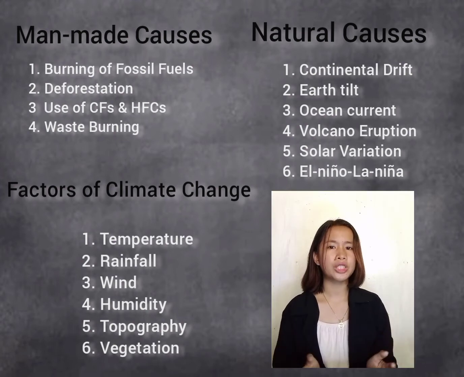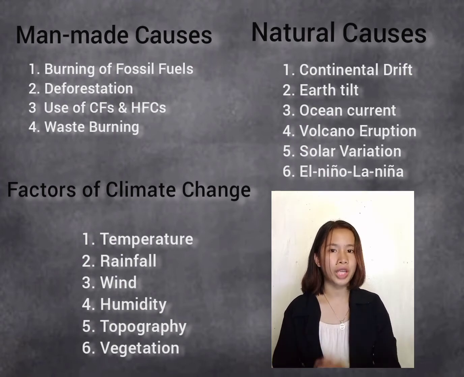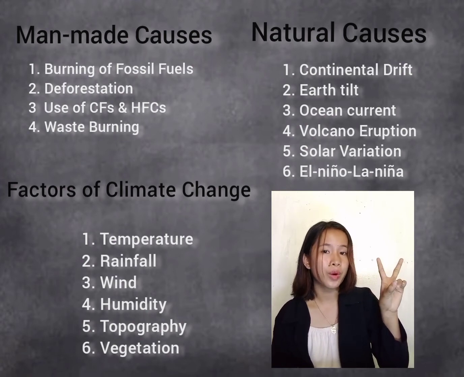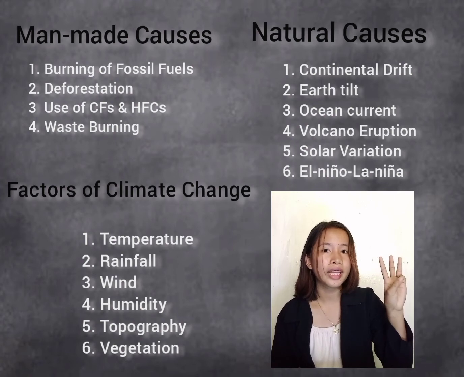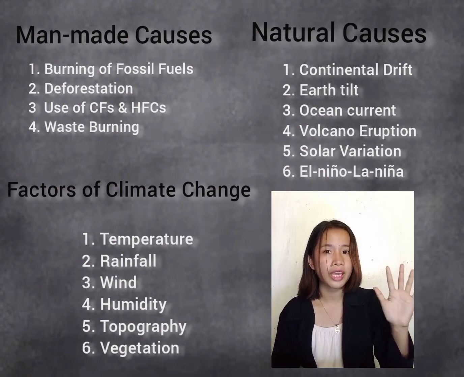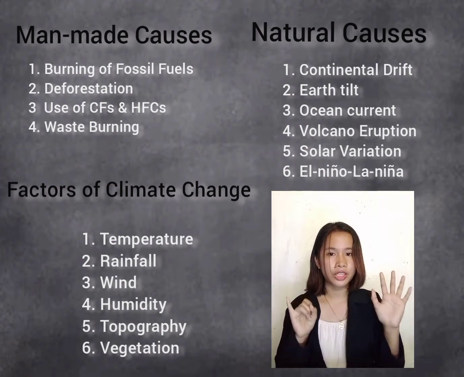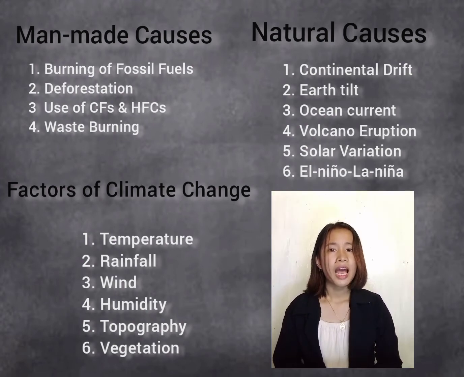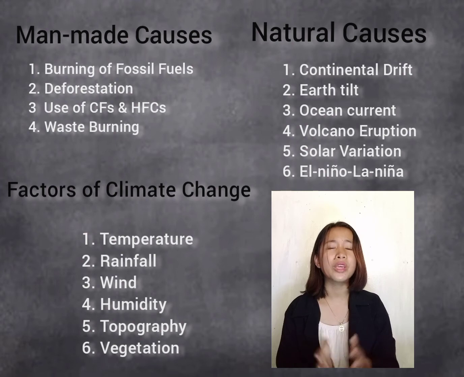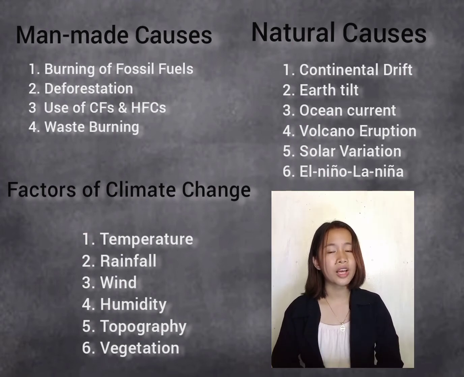Climate change gives impact to our living, and there are some factors of climate: one is the temperature, the second is the rainfall, the third is the wind, the fourth is the humidity, the fifth is the topography, and the sixth is the vegetation. There are a lot of things affected by climate change, but the evidence is irrefutable. Human activities such as burning fossil fuels and changing how we use the land are the leading causes of climate change.